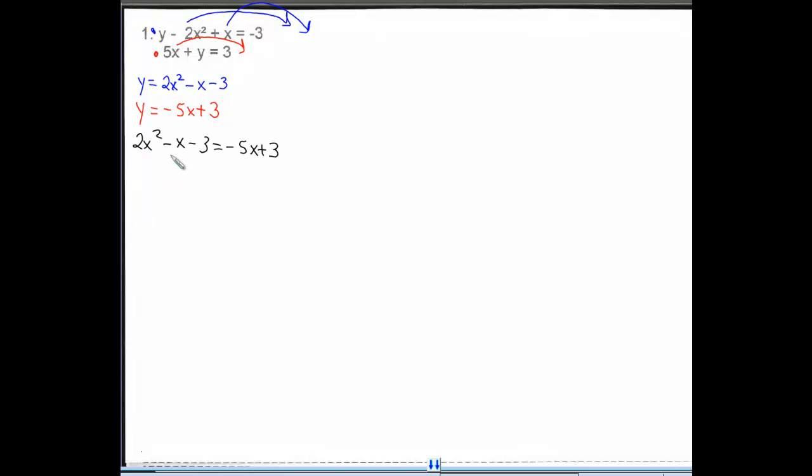Now we need to get everything to one side of the equation and set it equal to 0. To do this, let's add 5x to both sides and subtract 3 from both sides. On the right-hand side, these will all go away, giving us 0. On the left-hand side, we have 2x squared plus 4x minus 6.